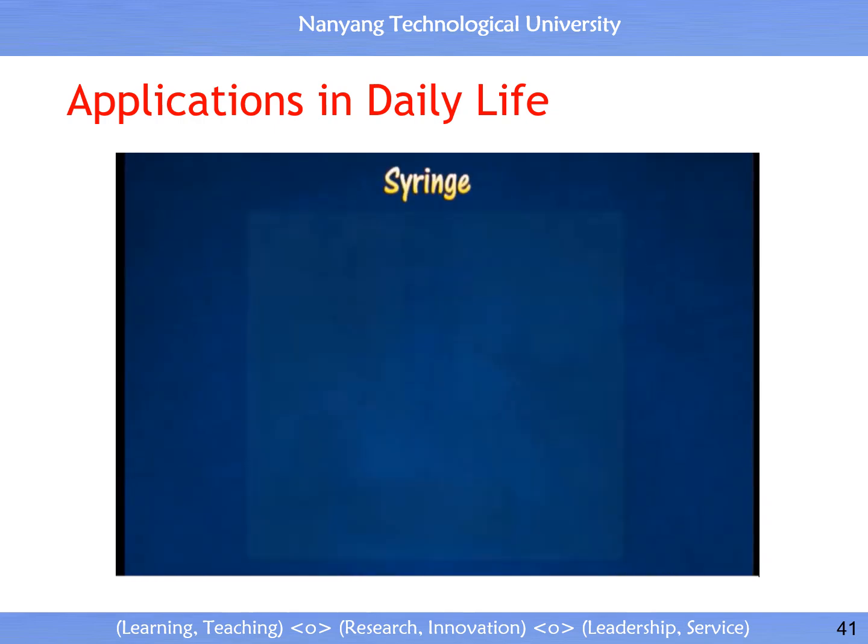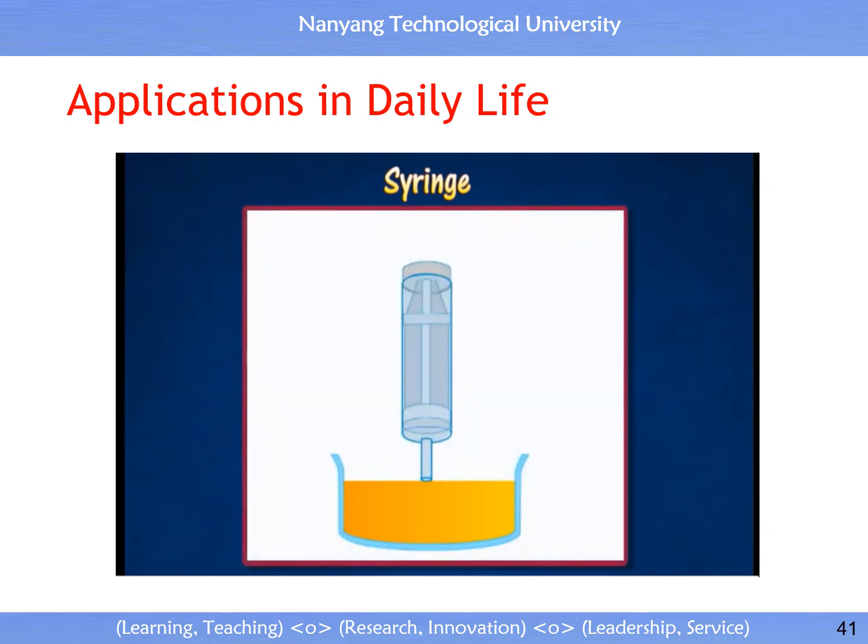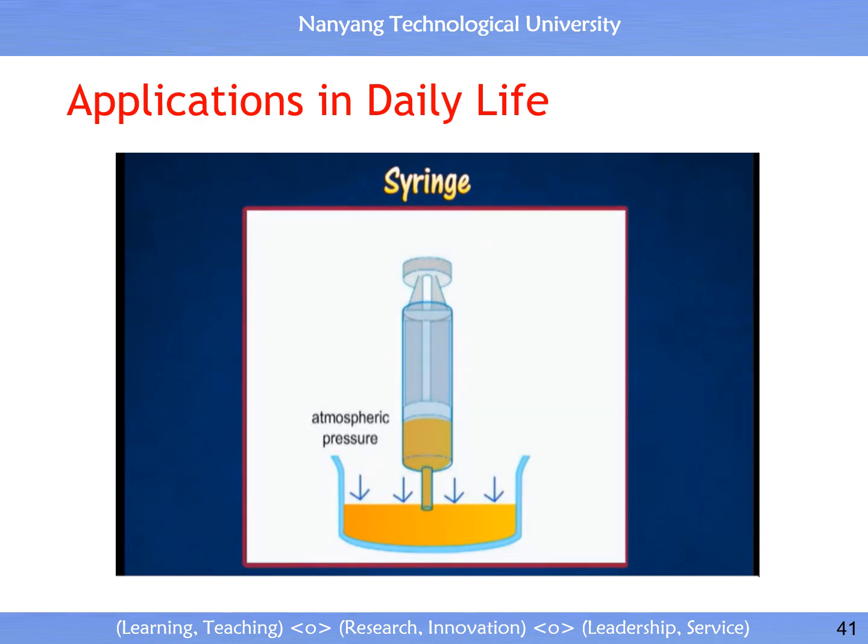A syringe consists of a tight-fitting piston which moves in a cylinder, with the nozzle at one end. When the nozzle is dipped into a liquid and the piston pulled up, the pressure below is reduced. The higher atmospheric pressure, acting on the surface of the liquid, pushes the liquid into the cylinder. When the piston is pushed down again, the liquid is ejected.